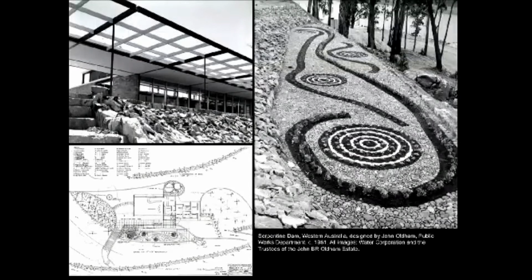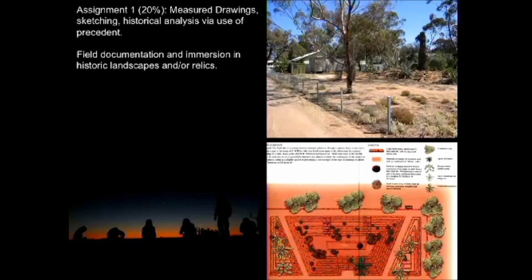And of course, Australia. This is a couple of images from a landscape in Western Australia designed by John Oldham. Given my interest and my research focus has been in Australian history, there'll be, of course, content from the Australian condition. Very quickly, an overview of the assignments.